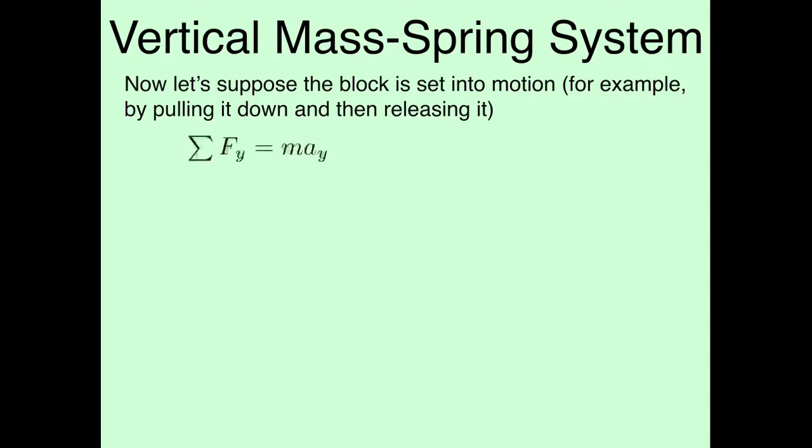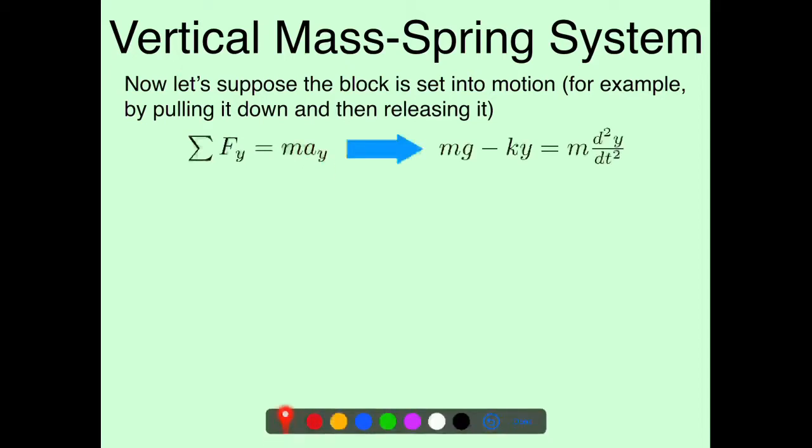So we'll still use the net force in the y direction is m times ay, just like before. But now we're not going to simply say acceleration is equal to 0, okay? Because it's not, in general, going to be 0 anymore. So we have mg minus k times y. That's the sum of the two forces, which is gravity and the spring force here. That equals m, which is the mass of the block, times ay, which, by the way, is the second derivative of y with respect to time. That's how we denote acceleration.